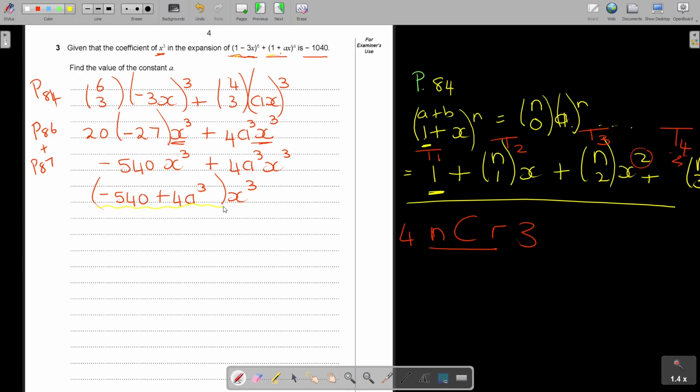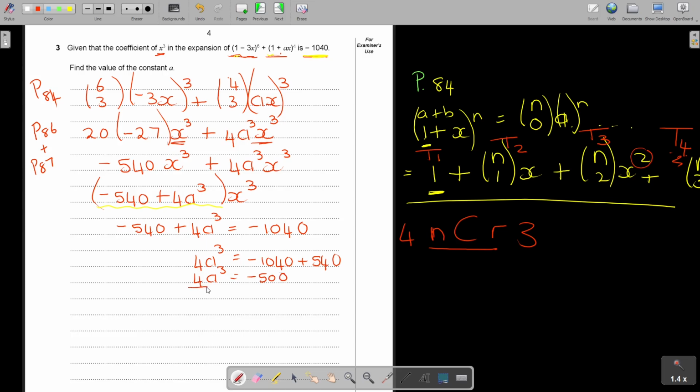Do you see that? Now that is representing the coefficient. So basically, I'm saying, and I can just show you, I say that negative 540 plus 4a to the power of 3 equals negative 1040. Okay, so that is the statement I'm going to solve to get a. So I'm going to say 4a to the power of 3 equals negative 140 plus 540. Okay, let's just press. So it's negative 140. I can already write down to you the answer. It's negative 500. I can see that. So it's 4a^3 equals negative 500.